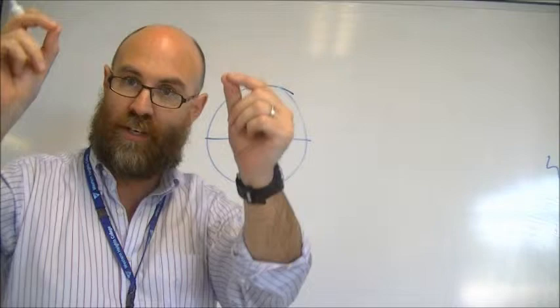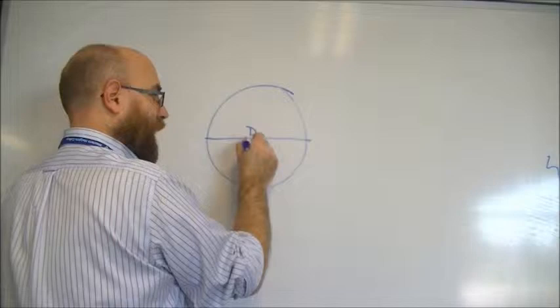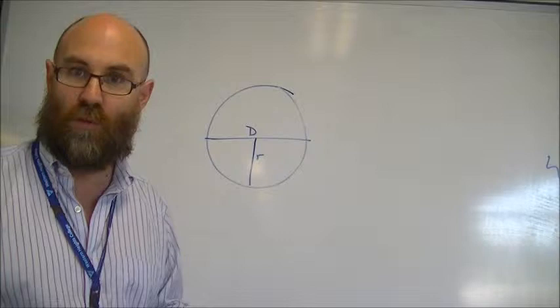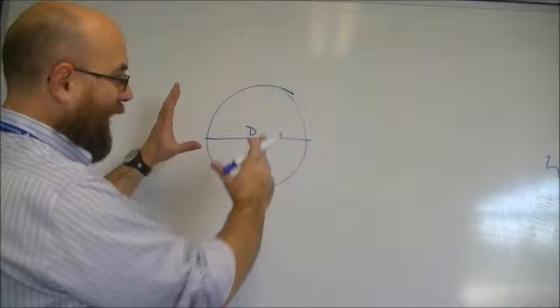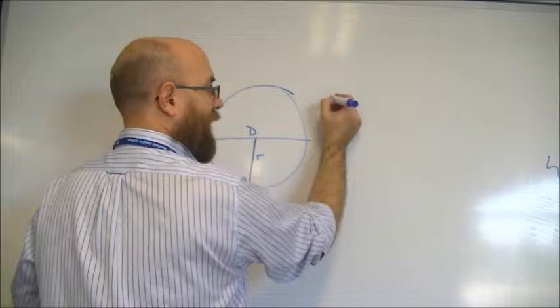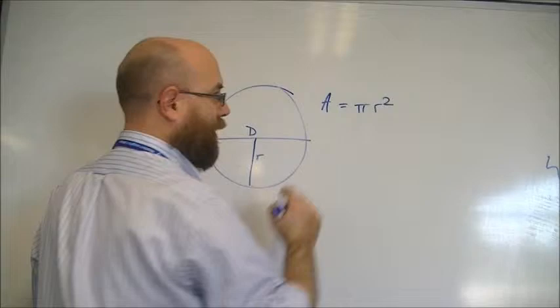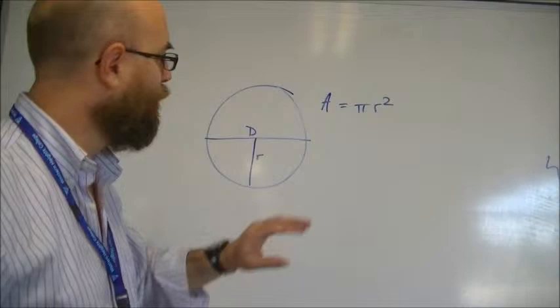Now, half of your diameter is also called your radius, which is represented by a small r, and that's important to know too. So the first thing we're going to do is work out what the area of this circle is. This is all this video is about. So there is an equation: area, capital A, equals pi r squared. So pi, which is a very special number, sometimes simplified to 3.14, times r times itself.